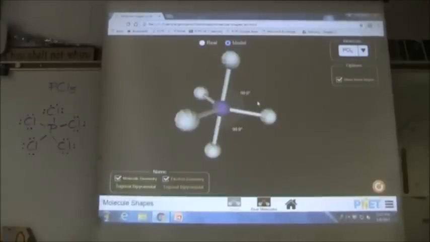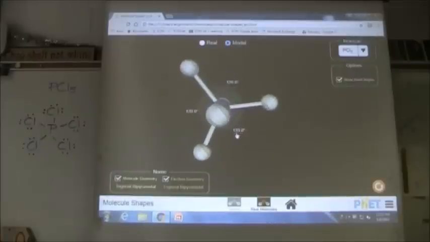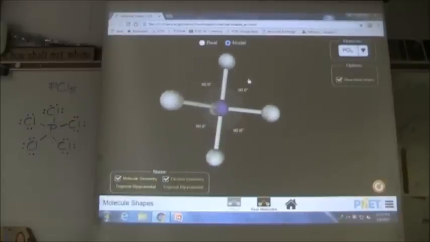There's not just one bond angle, there's actually 2. That trigonal planar center has a 120 bond angle, but if you look at it from the up down, that's 90. So this has 2 different bond angles.